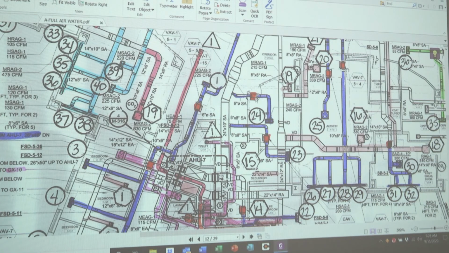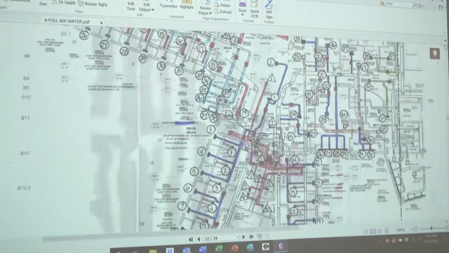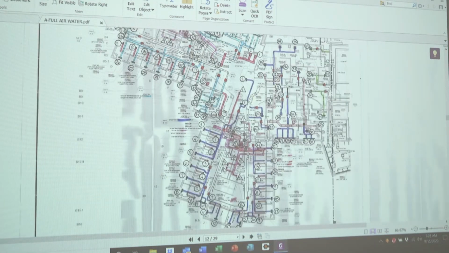Activity rooms, VAV 754, serving the exposure, okay? This is your curtain wall exposure. VAV box serving your interior load. This layout happens from floor to floor.